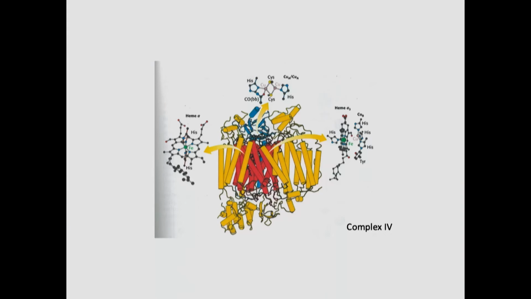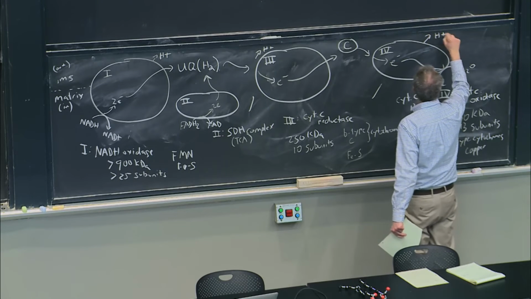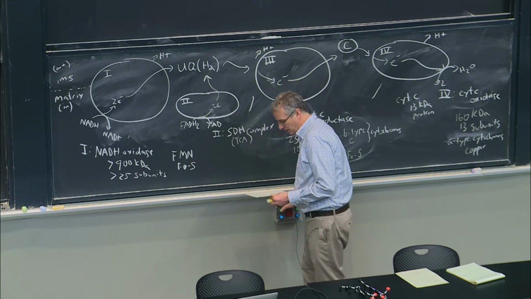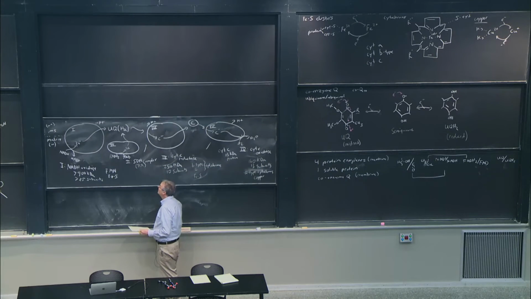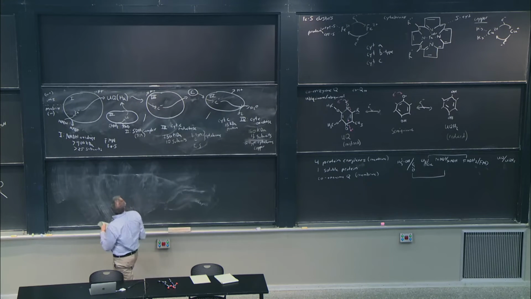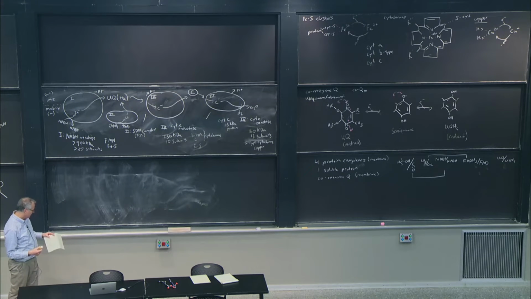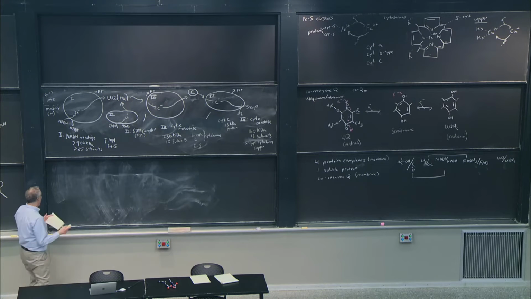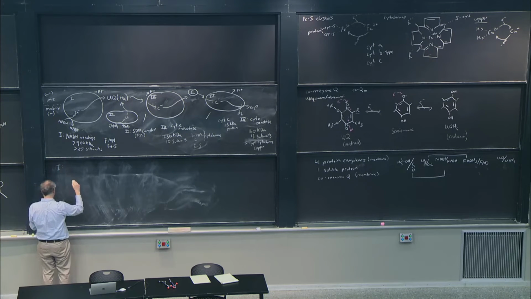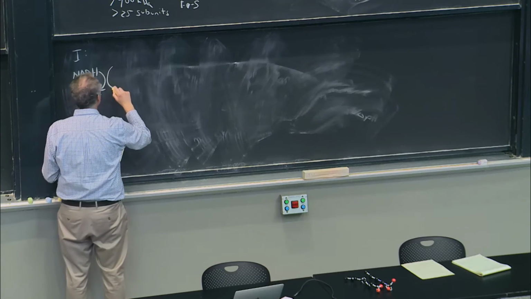And so here again from the textbook is a picture of complex 4 and what it looks like. Also fairly well understood. Also couples electron transport to proton pumping. And so this is effectively the electron transport chain as it exists in mitochondria, and you can draw it a different way, as I will do here. So here's complex 1, allows oxidation of NADH back to NAD+.